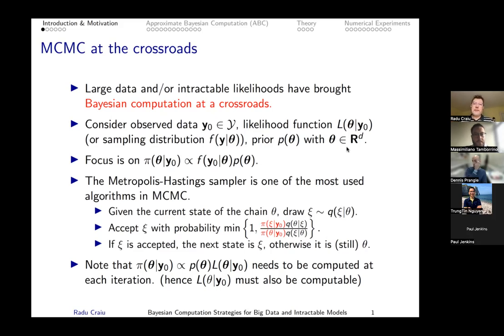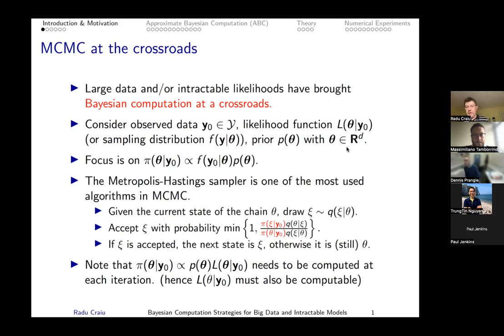Now, I will stick with MCMC in this talk, and I will talk about approximate versions of what you could call exact MCMC. To make sure that everybody's on the same page in terms of notation, we have observed data, a likelihood function or sampling distribution if you prefer, a prior p of theta, where theta is d-dimensional. And the focus is on the posterior.